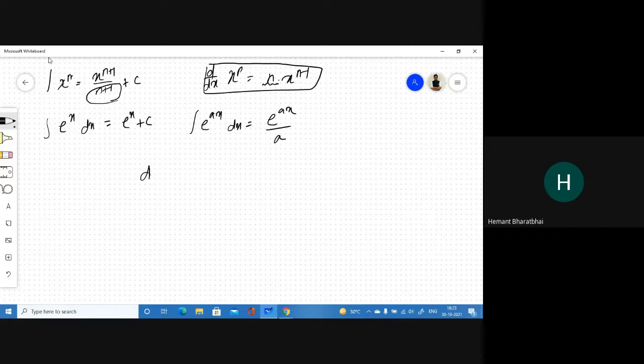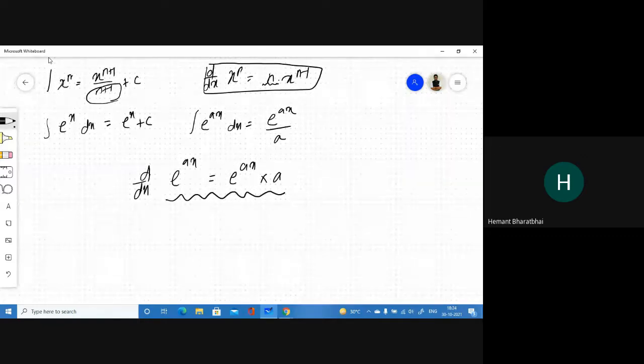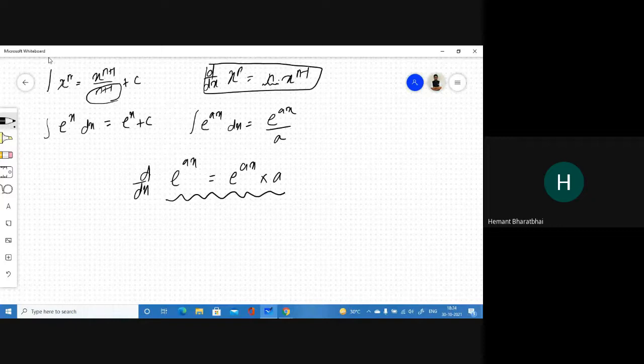So for example, integration of e raised to x dx will be e raised to x only. But suppose I write e raised to ax, then this will become e raised to ax divided by a. But in derivative, what happens? Suppose I write derivative of e raised to ax, then it will be e raised to ax into derivative of ax, that will give me a. So whatever is there with the coefficient gets multiplied in derivative, whereas it gets divided in integration. This is what you have to remember. Suppose I have derivative of log of ax plus b, right?